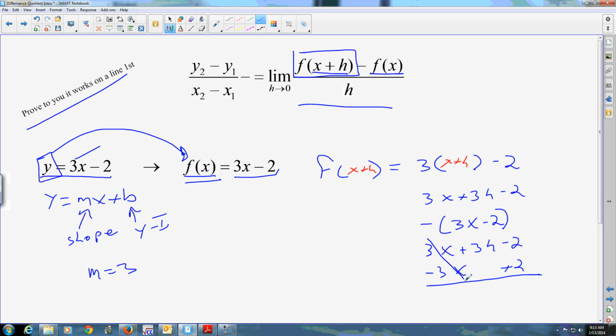3x cancels with 3x, and the 2 cancels with the 2. So I'm left with 3h. That is the entire top of this equation. What you just found was the top. f of x plus h minus f of x gave me 3h. Now I need to divide by h, which gives me 3, which, like I said, we already knew that was the slope. And so I'm just proving to you that this actually does find slope. Okay?